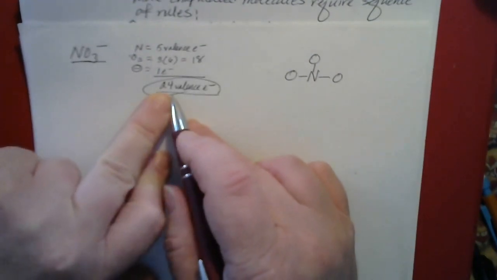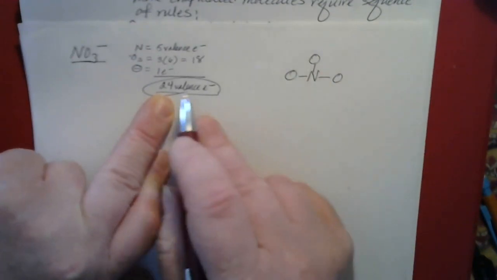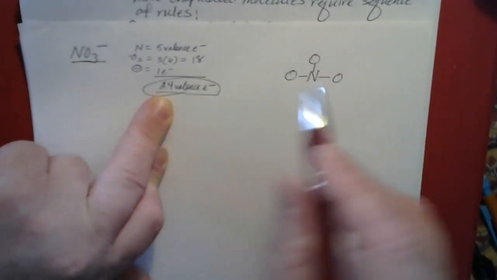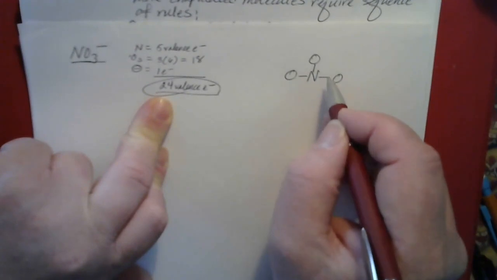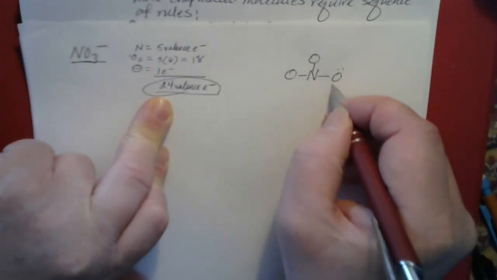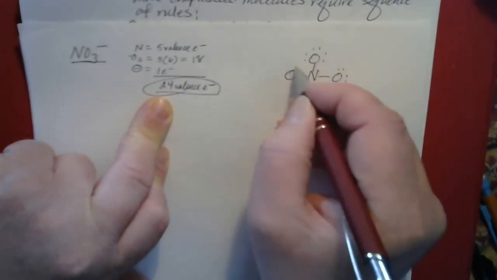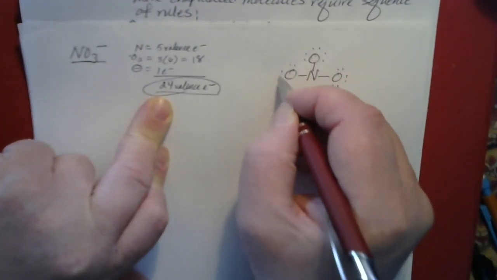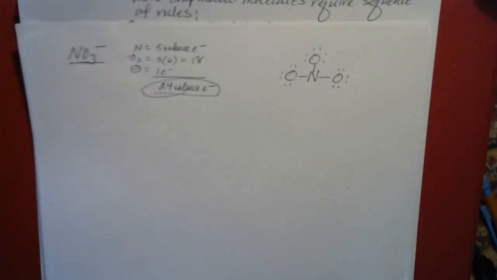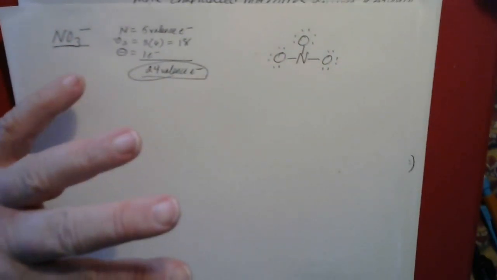Then we use the remaining electrons to complete octets around the outer atoms, being careful not to go beyond the total. So far we've got 2, 4, 6 electrons, and now we can go 7, 8, 9, 10, 11, 12, 13, 14, 15, 16, 17, 18, 19, 20, 21, 22, 23, 24. Just made it. Okay, so we've got 24 electrons total.